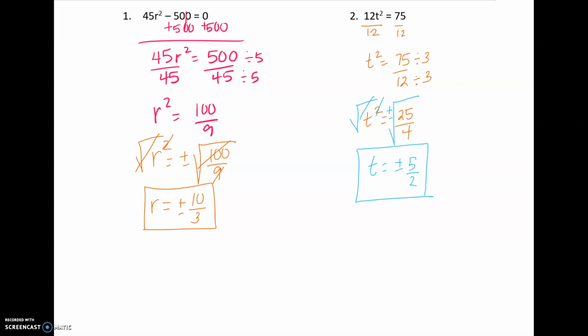Okay, this was a lot with radicals. We went through 3 sections today.